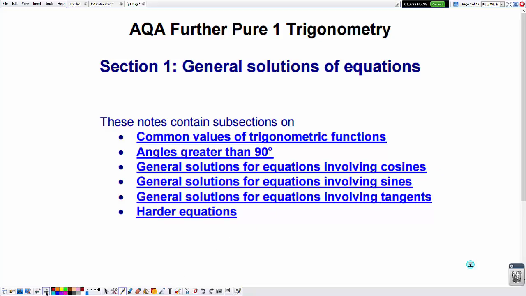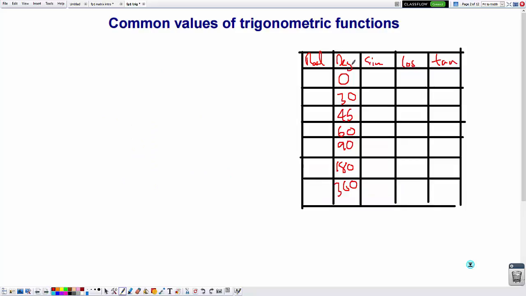Okay, so first of all, what do we need? It helps if you know these off by heart. If you don't, we want to be able to work them out. You're not really tested on these. I don't think it's in C1, but really you should be able to get these values of sine, cos, and tan without a calculator. These are the common values. We also need to know what these are in radians.